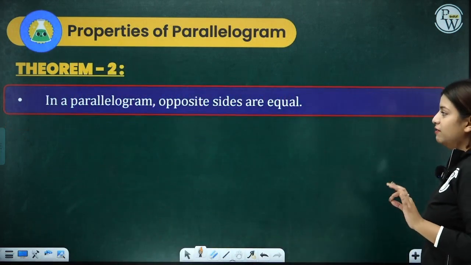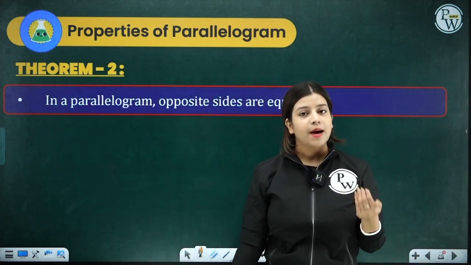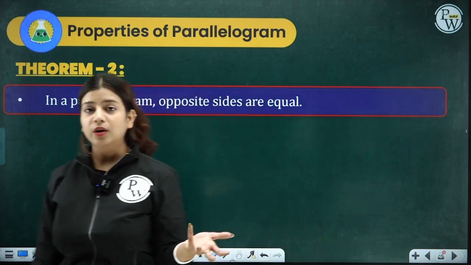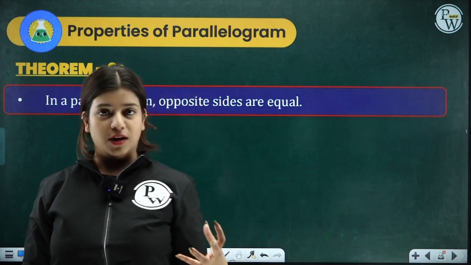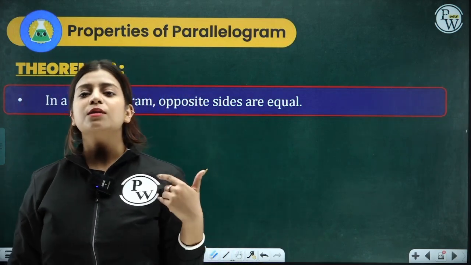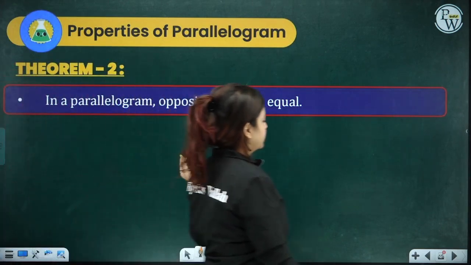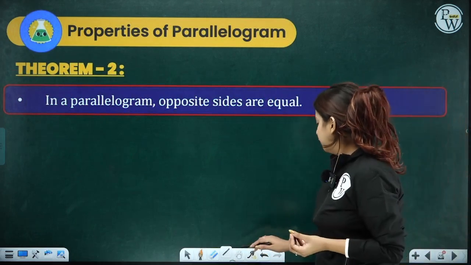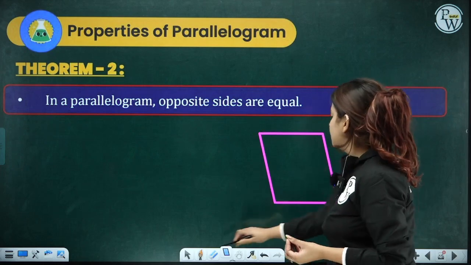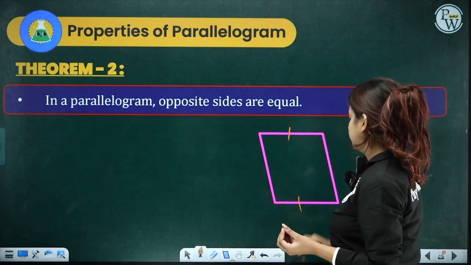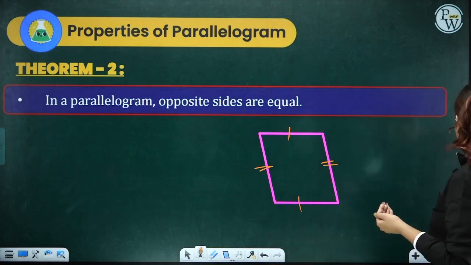The next thing that we have is: in a parallelogram, opposite sides are equal. All these theorems are nothing but properties of the quadrilaterals that we have already discussed. This is just the proving of it, right? So the second theorem is: in a parallelogram, the opposite sides are equal. For example, in this parallelogram, students, this side will be equal to this side and this side will be equal to this side, as they are the opposite sides of the parallelogram.